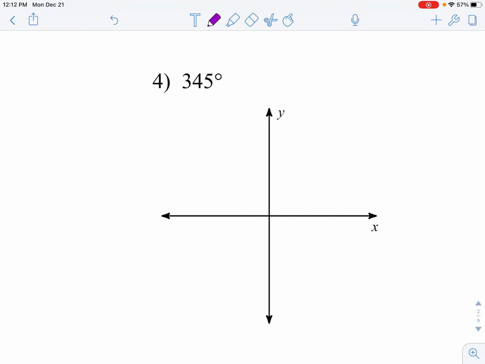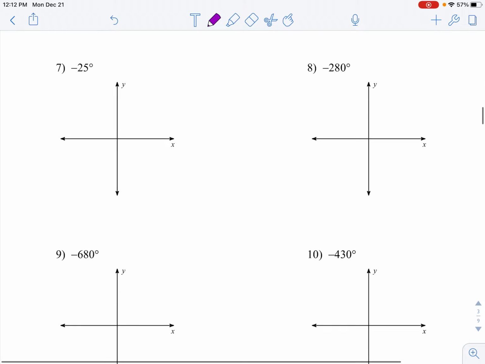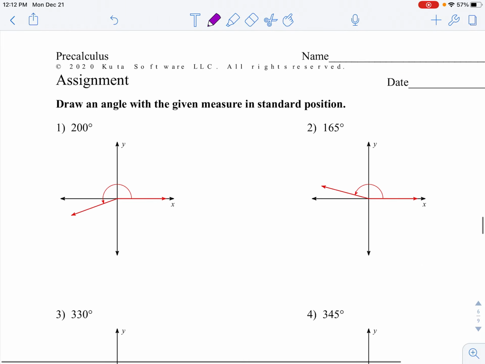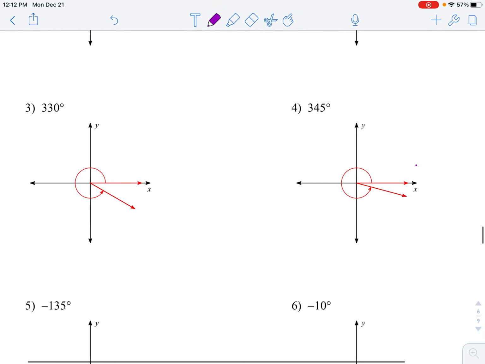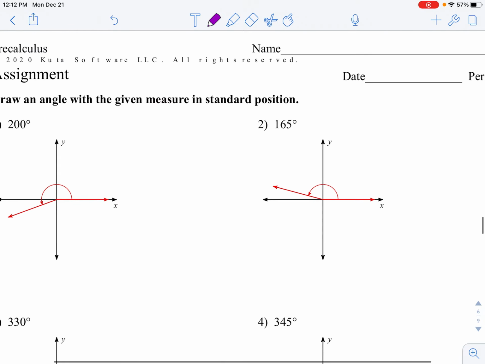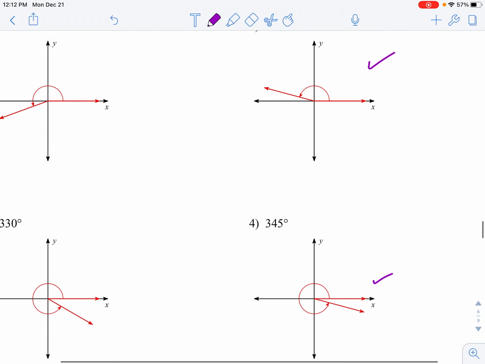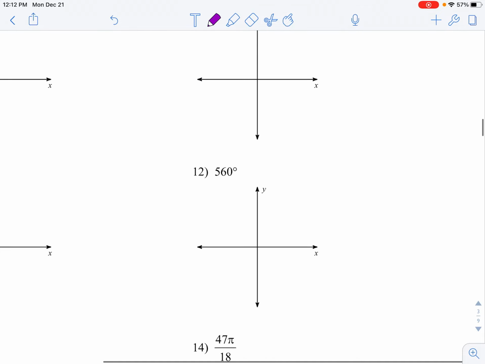345. So where's 345 going to go? Vertex here, initial side here. It's a positive angle, so it goes 90, 180, 270, not quite all the way to 360. 345 would look like that. So that's it. If you know what you're doing, it only takes a few seconds to do one of these problems, and I believe I drew it well enough. So call success on number 2 and number 4.